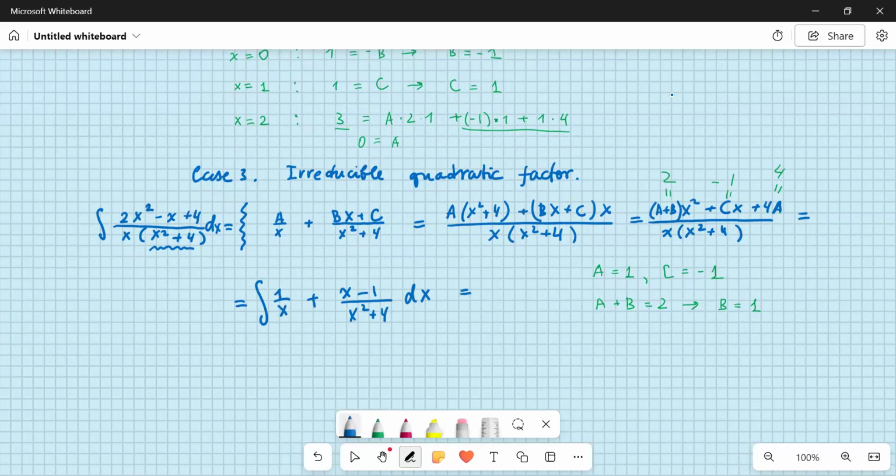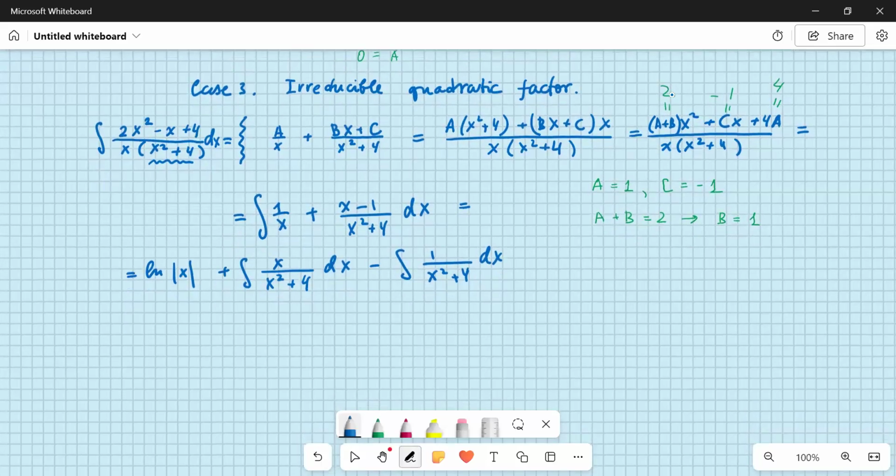Well, the first integral is simple. It's going to give us a ln, right? A ln of x. Everything is clear here. What to do with the second one? For the second one, guys, we are going to represent it as two integrals: integral of x over x squared plus 4 dx, and minus integral of 1 over x squared plus 4. And let's first work with the first one, this integral.